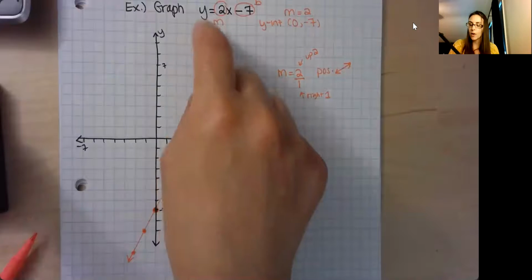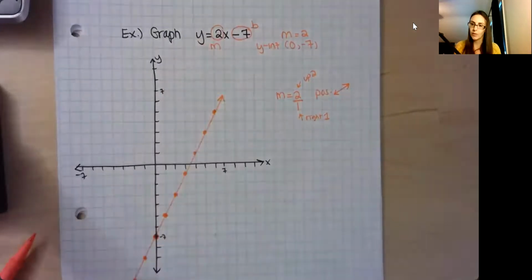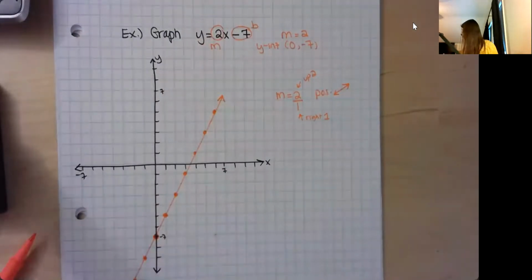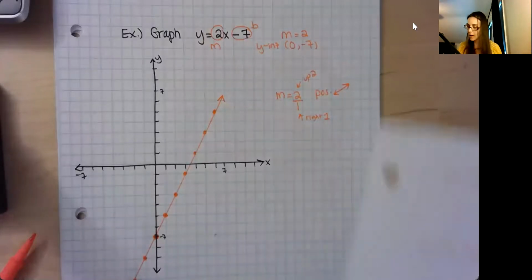So the strategy works well when we're already in that y = form. If we're not in the y = form, I would probably recommend a different strategy, or you'd have to solve to get in the y = form.